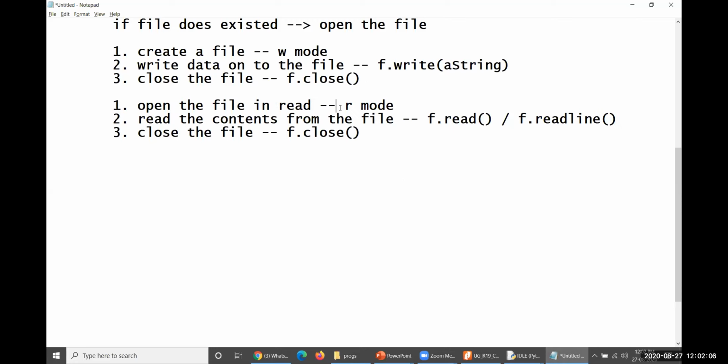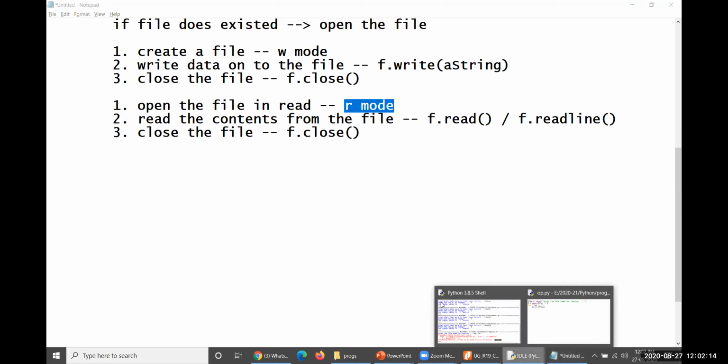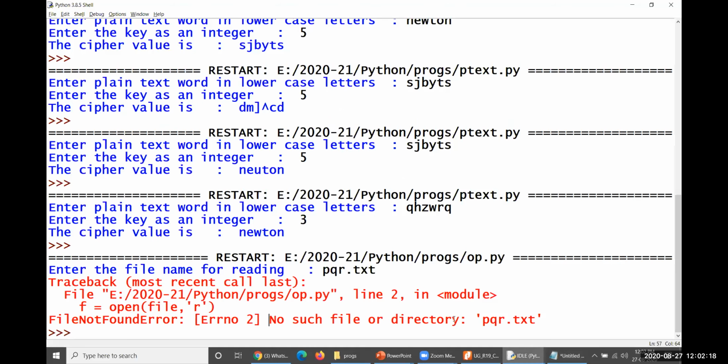While reading data, you must take care whether the file really exists or not. If it does not exist, I will show you an error message here: there is no such file or directory. The file is not supposed to be identified. Some error message will be generated if the file does not exist. If the file exists, these three operations will be done continuously.